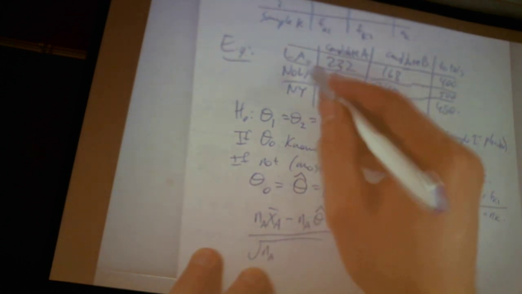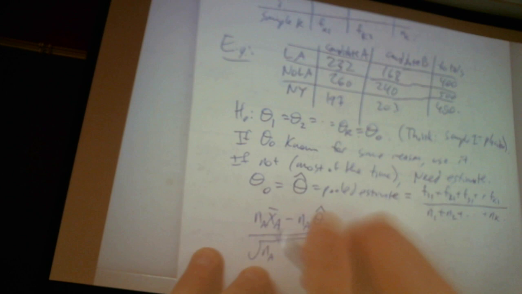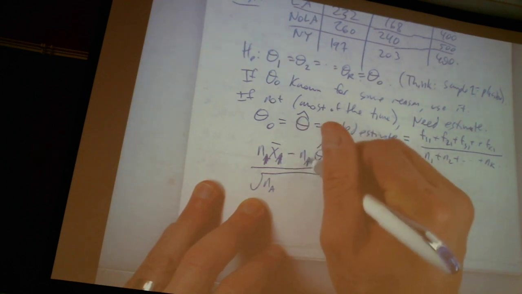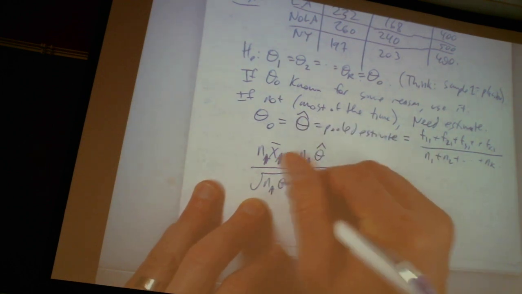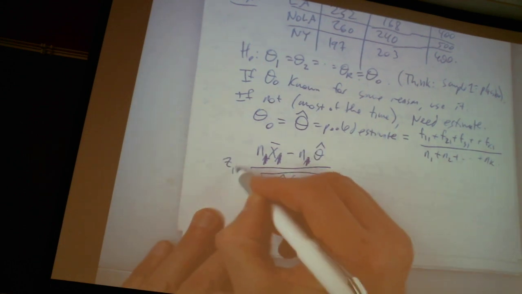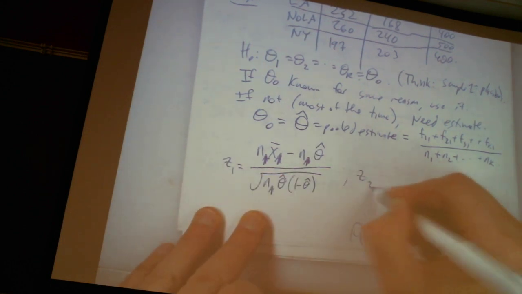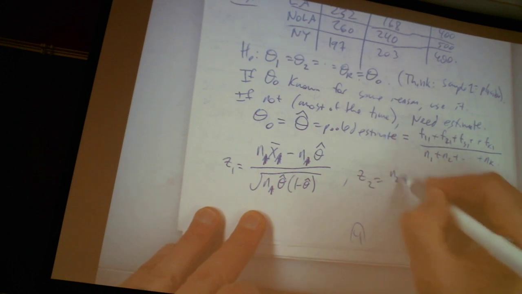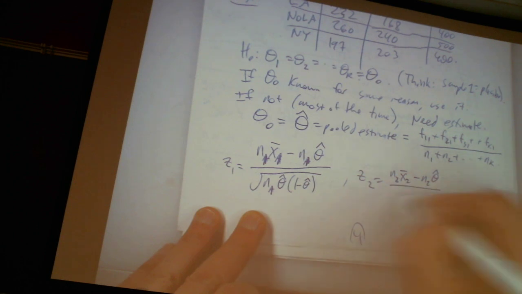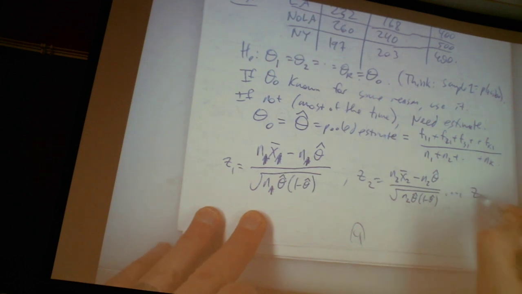I guess I'm calling them A. I should be calling them ones, because we're going to have more than just 1 and 2. N1 x bar 1 minus N1 theta hat, over the square root of N1 theta hat times 1 minus theta hat. This is a Gaussian, Z1. Then we have another Gaussian, Z2: N2 x2 bar minus N2 theta hat over the square root of N2 theta hat times 1 minus theta hat. Is another Gaussian, and so on, up to Zk.